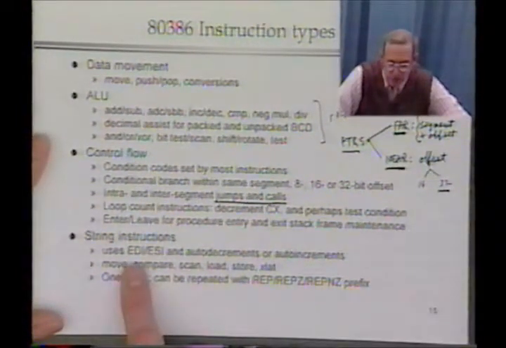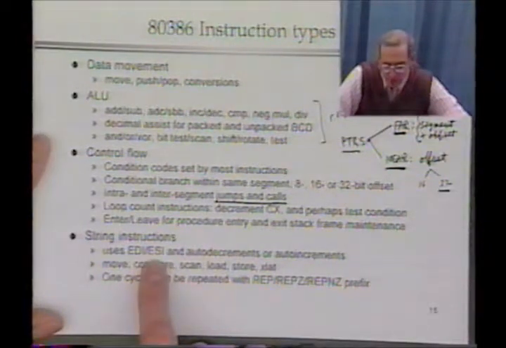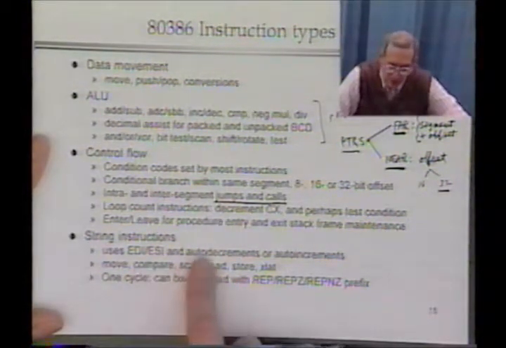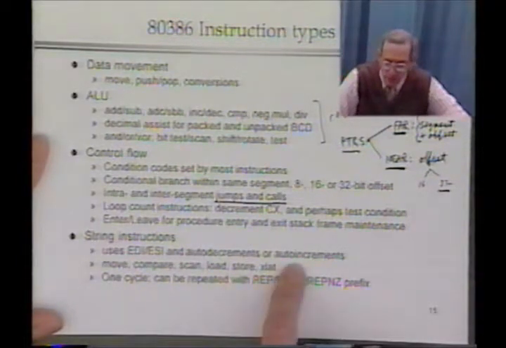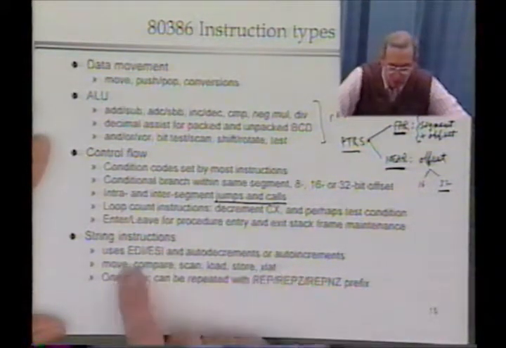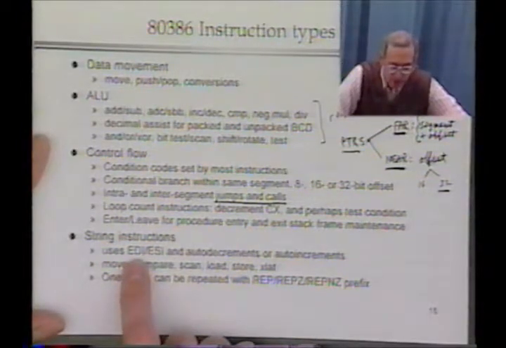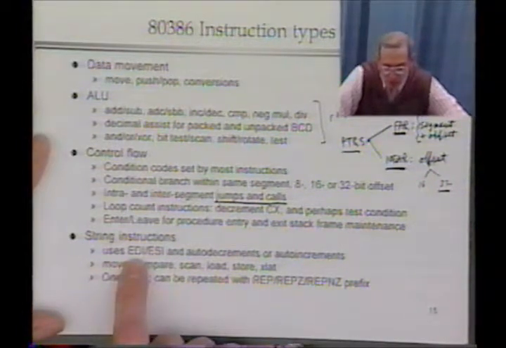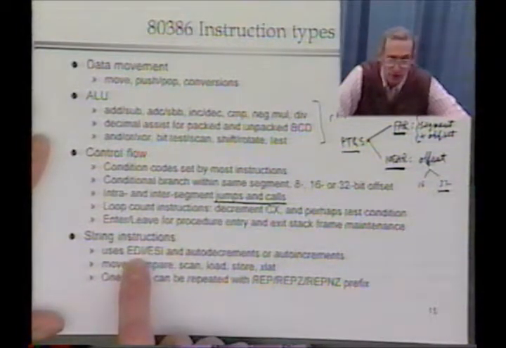String instructions, as I mentioned, use special registers, the DI and the SI registers, for pointing to the source and destination operand, and effectively get auto-increment and auto-decrement mode without it having been part of the general addressing mode. So if you do a string move instruction, for example, it references the byte at ESI, stores it in the location that EDI is pointing to, and then increments both ESI and EDI.